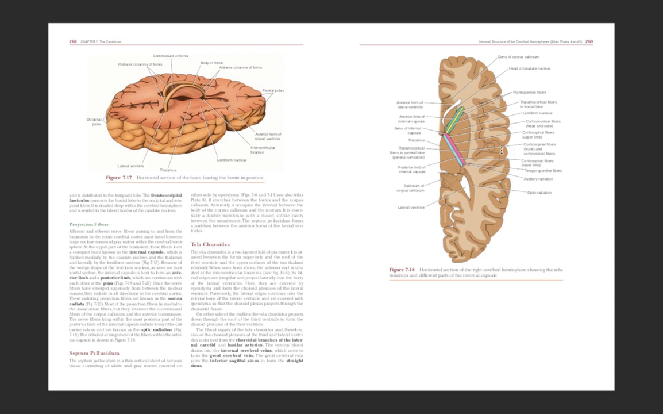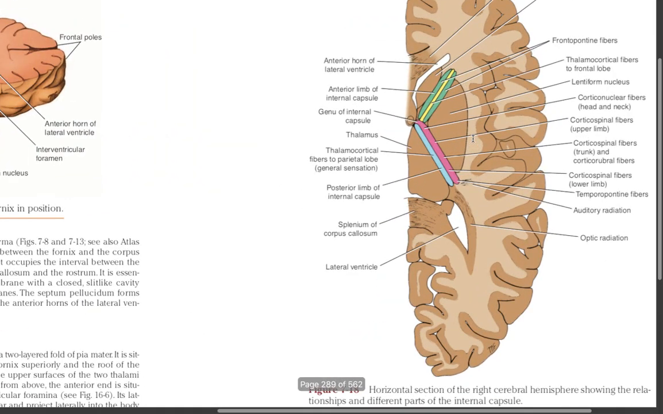Okay, just one more thing to mention about the internal capsule. We have said that we have the anterior limb and the posterior limb. The anterior limb is located between the head of the caudate nucleus and the lentiform, and the posterior limb of the internal capsule separates the lentiform nucleus of the basal ganglia or nuclei and the thalamus.